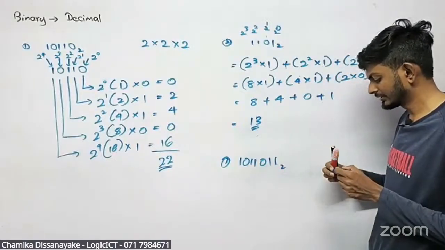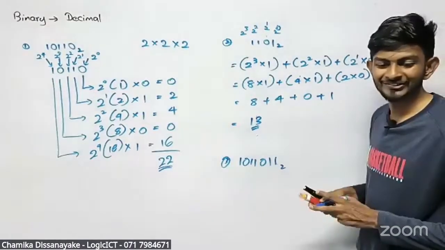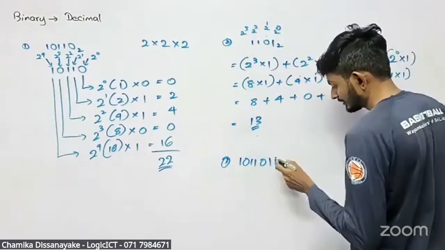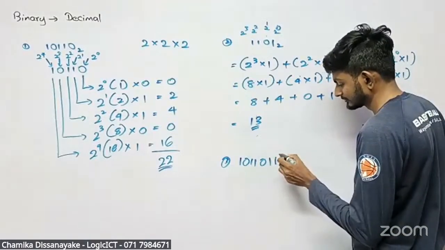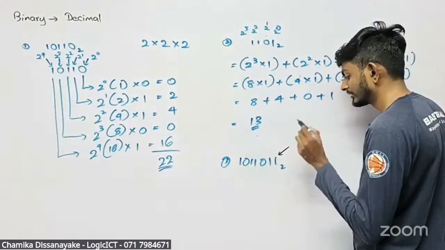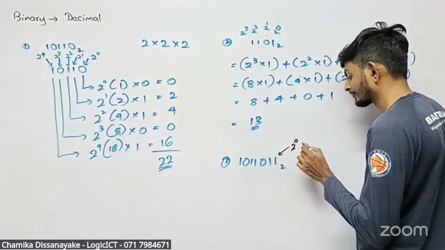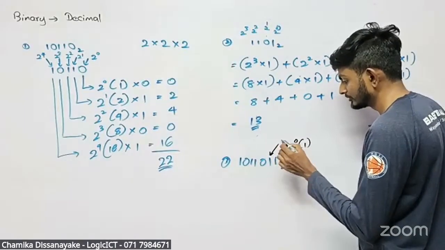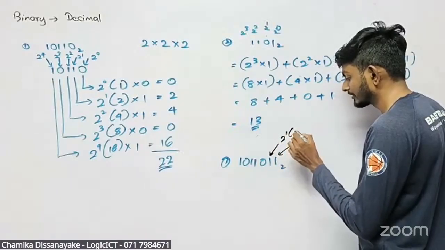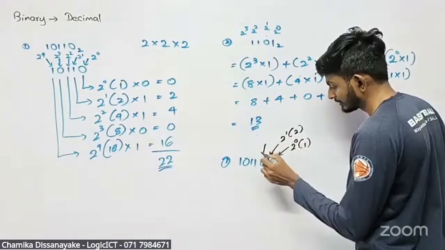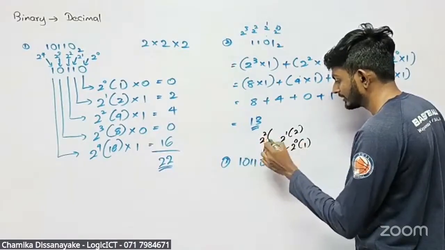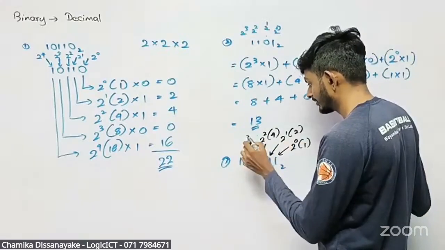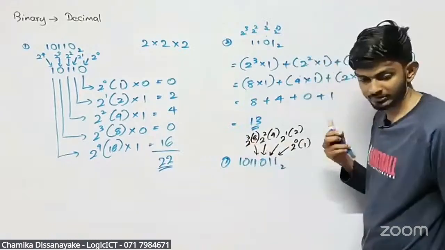Here I'm going to use a shortcut. What is the shortcut? For the last digit in this number, the weighting factor is 2 to the power 0, which means 1. For the next one, 2 to the power 1 means 2. For the next, 2 to the power 2 means 4. For the next, 2 to the power 3 means 8. Those are the numbers.